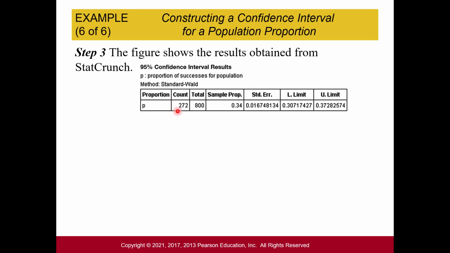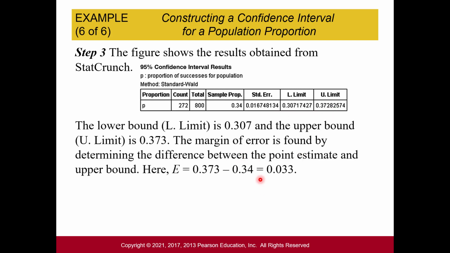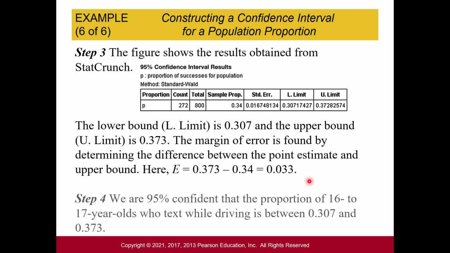All right, so here's what we got. Our sample proportion was 0.34, which we have figured out by hand. We have our standard error, our lower bound or lower limit, and our upper bound or upper limit. And so these are the same values we got by hand, if you recall. And then the margin of error, you still can do your calculation for that by taking your lower or upper limit and then adding or subtracting the sample proportion. That's how you can get that 0.033 that we got earlier. And so in step 4, we say we're 95% confident that the proportion of 16 to 17-year-olds who text while driving is between 30.7 and 37.3%.